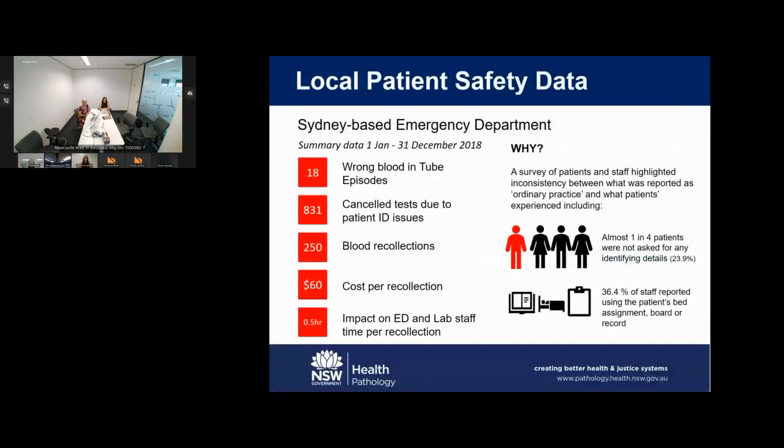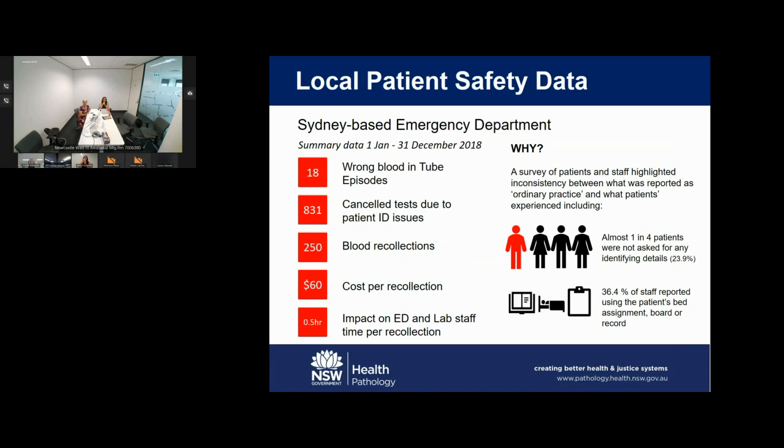So this is some local data that was collected in a project that was run over the last 12 months, and it really highlights that what we are reading in some of the papers and journals internationally is reflected locally as well. In the period between the 1st of January and 31st of January last year, it was identified that there was quite a mix of situations that occurred due to incorrect identification of patients.